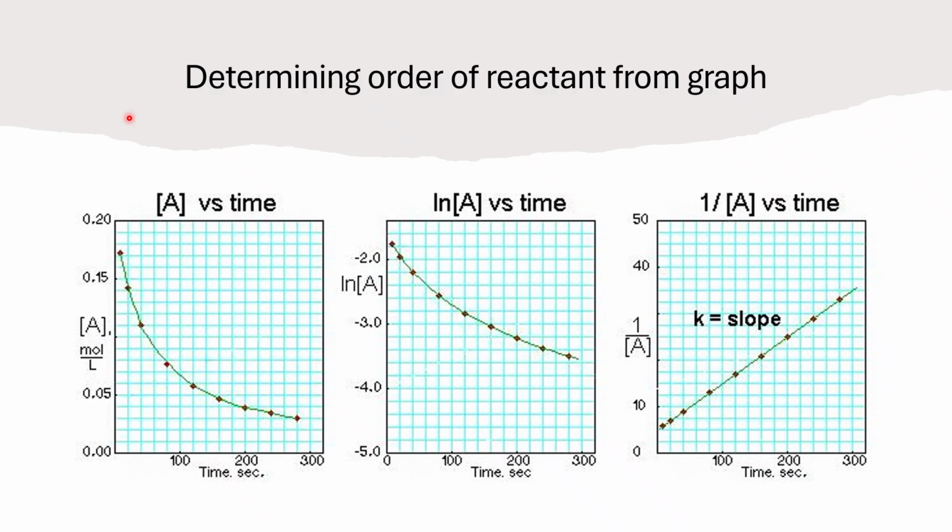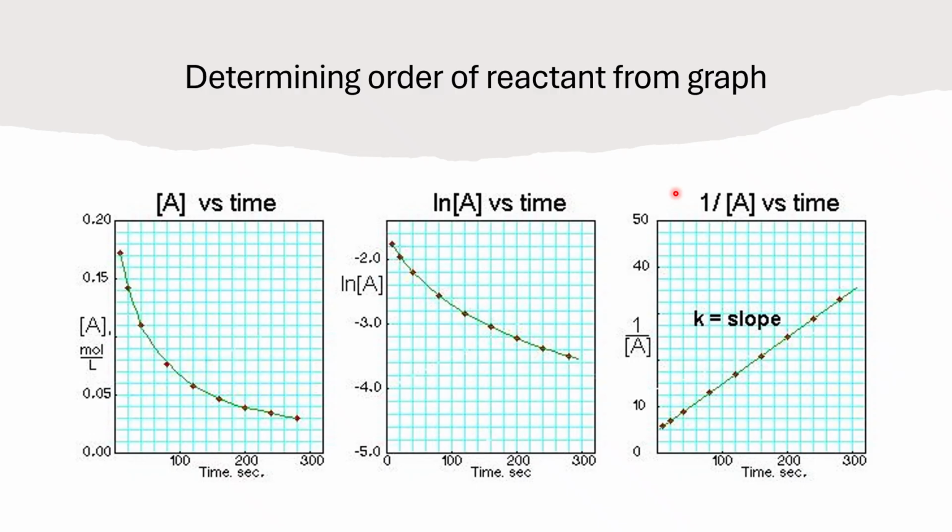So you can use that data and you can plot it 3 different ways. You can simply plot the concentration of A against time. You could plot the natural log of the concentration against time, and you can plot 1 over A versus time. To be very clear, you're taking the same data and you're replotting it with different variables for your concentration: A, ln of A, and 1 over A.